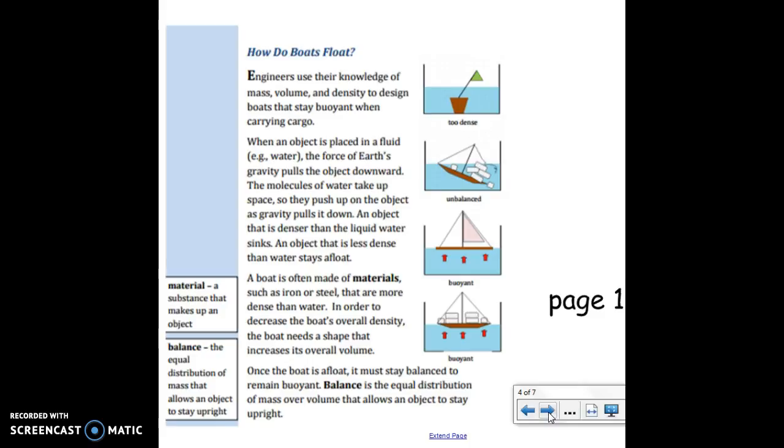A boat is often made of materials such as iron or steel that are more dense than water. In order to decrease the boat's overall density, the boat needs a shape that increases its overall volume. Once the boat is afloat, it must stay balanced to remain buoyant. Balance is the equal distribution of mass over volume that allows an object to stay upright.